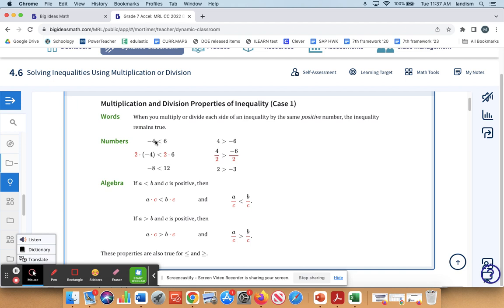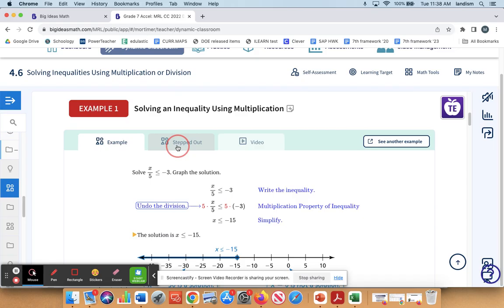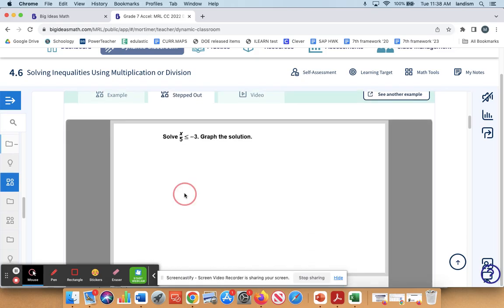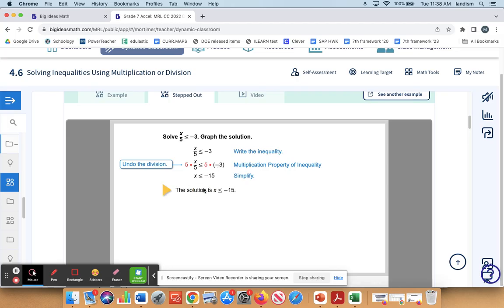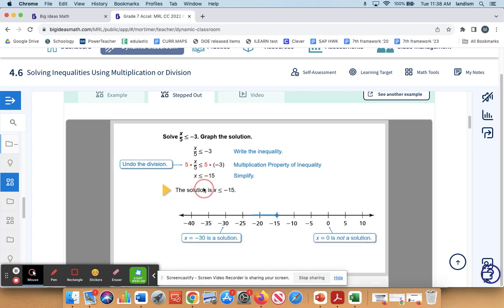Okay, so if you'll notice, is -4 less than 6? Sure it is. So if you multiply each side by the same thing, is -8 still less than 12? Sure it is. So you can multiply or divide by anything as long as it's a positive number and it remains true. So if we were to solve this, x divided by 5 is less than or equal to -3. What you have to do is multiply both sides by 5. When you do that, you get -15, and then you graph it. Pointing to the left, you want anything that's less than or equal to -15. So a shaded circle at -15, arrow going to the left.